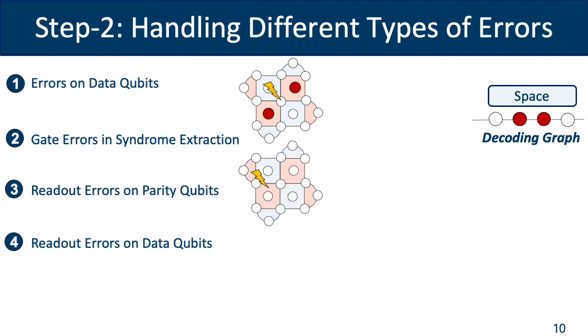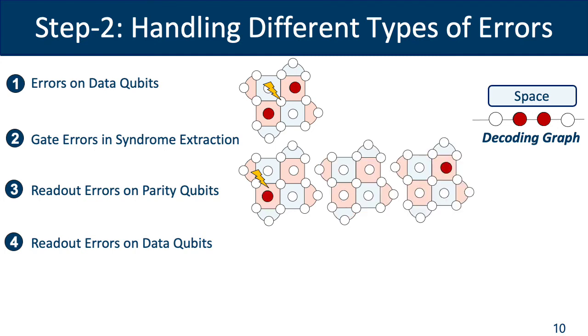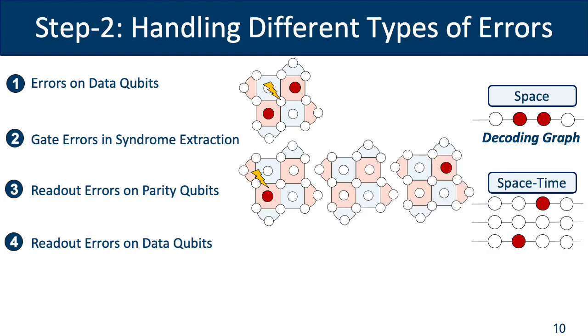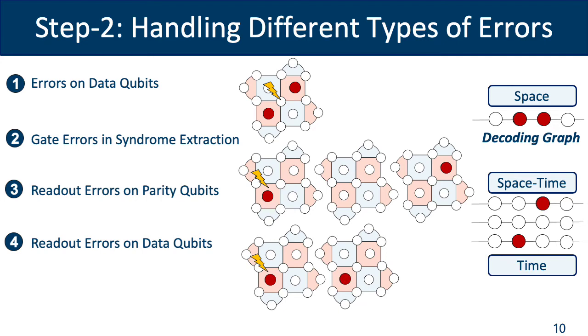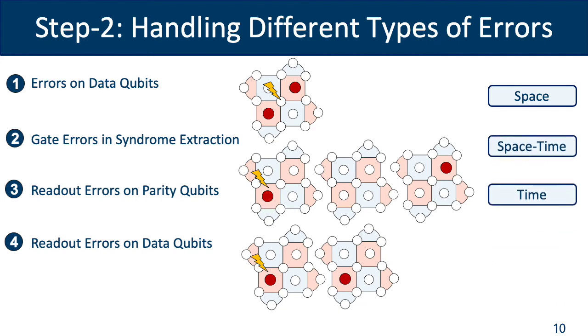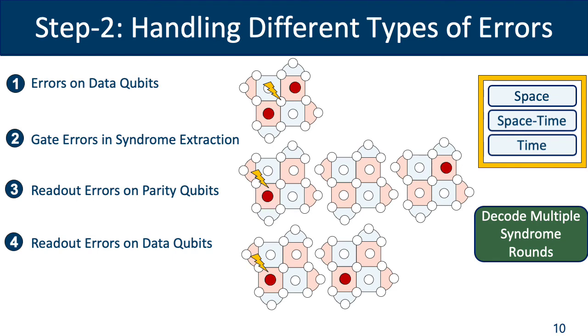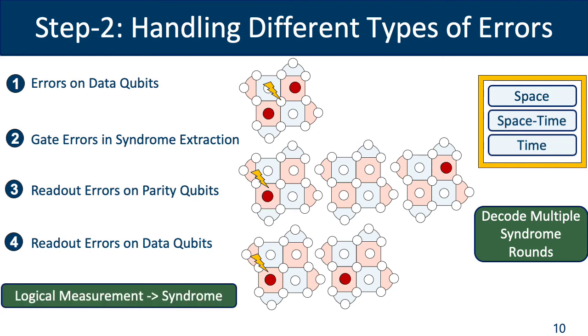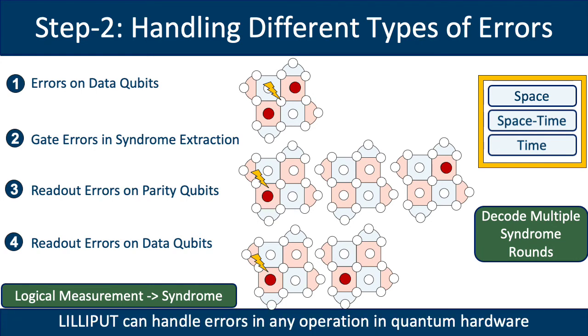Gate errors during syndrome extraction lead to detection events that are spread out in both space and time, that is across multiple rounds, as you see here. Readout errors on parity qubits lead to detection events spread out in the time domain. LILLIPUT decodes multiple syndrome rounds together to tackle these errors. And finally, to deal with errors in the logical measurement, we convert it to a syndrome and compare it with the boundary round syndrome. Thus, LILLIPUT can handle errors in any operation in the quantum hardware.